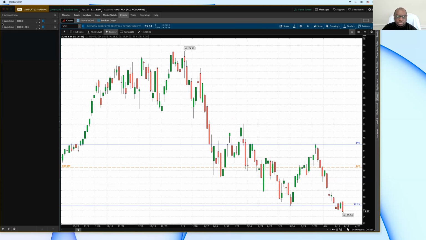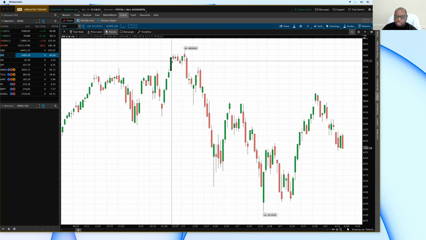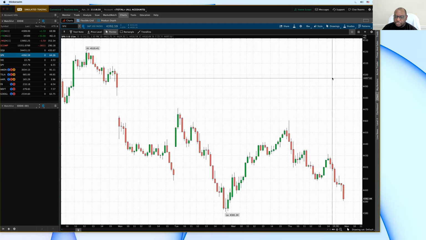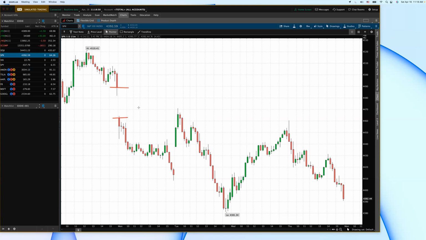In fact, I'm just going to go to one of your favorite symbols here, which is SPX. Got to go to the 5 days 15, and let's see what's happening. Would you consider this a gap over here, from down here to over here? Is that a gap? Yes. Okay, I think it is a gap as well.